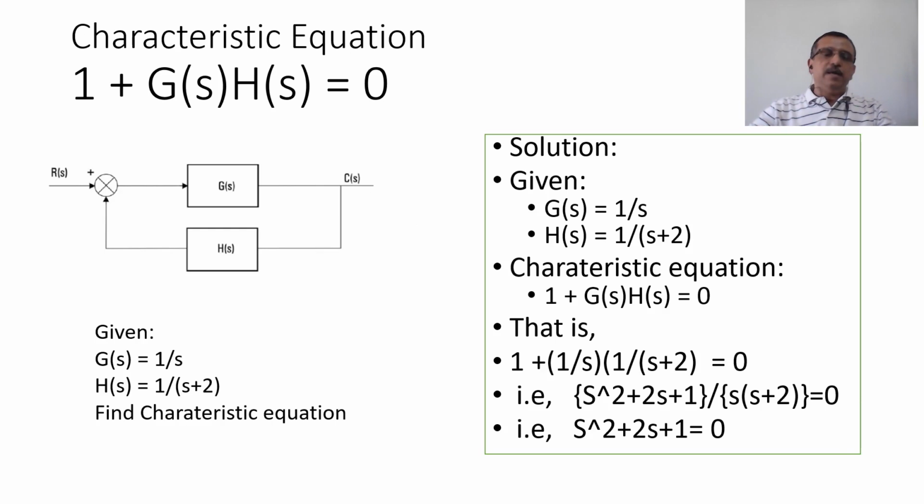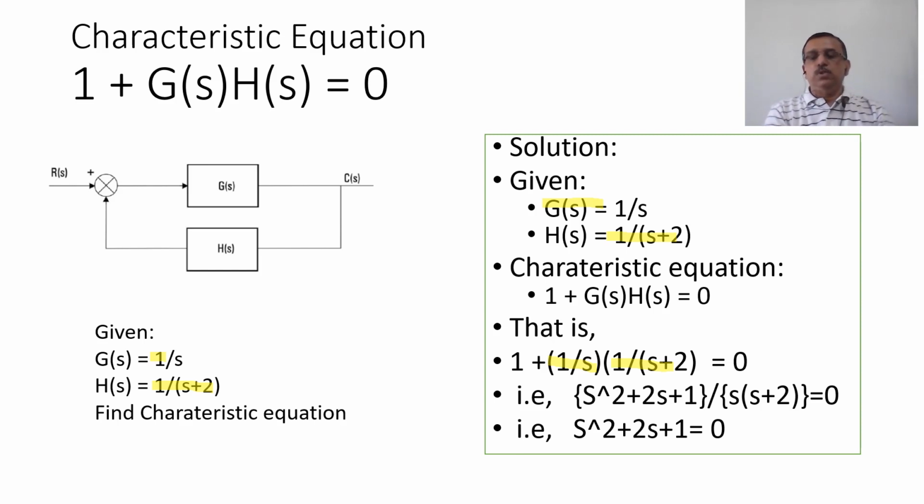Here there is a very simple example. Gs is 1 by s, Hs is 1 by s plus 2. You are asked to find the characteristic equation. So the characteristic equation is 1 plus 1 by s into 1 by s plus 2. If I take the LCM, it will become s square plus 2s plus 1 divided by s into s plus 2.